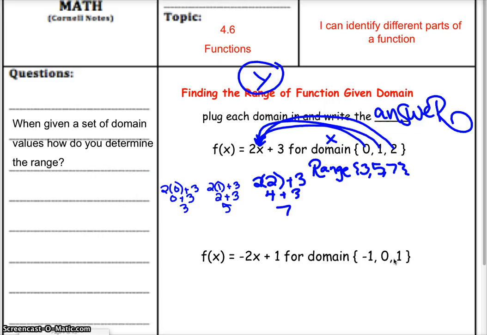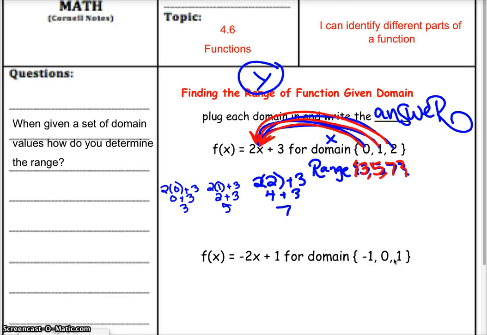So let me reiterate my process here. If I'm given a domain, domain is all my x's. If I'm given my domain, I can find my range, or y, by just plugging each number in and writing it on a separate bracket. Okay?